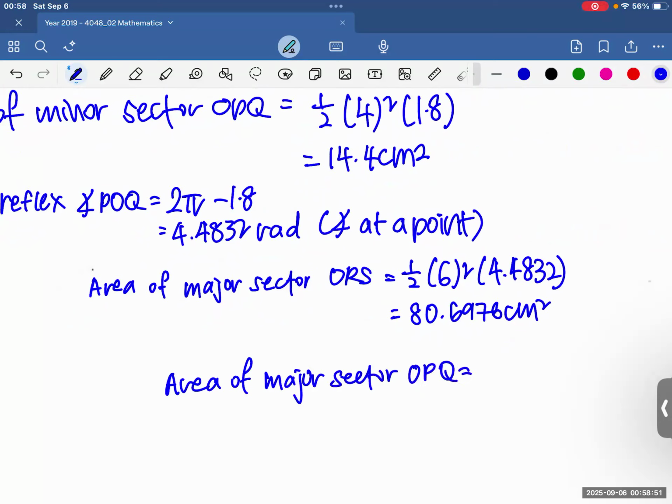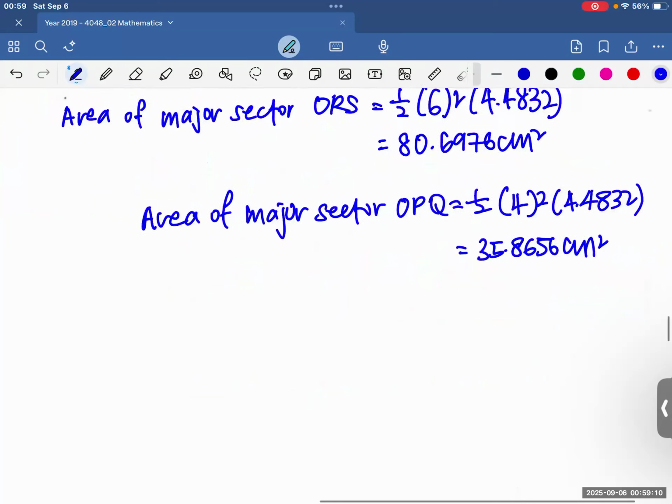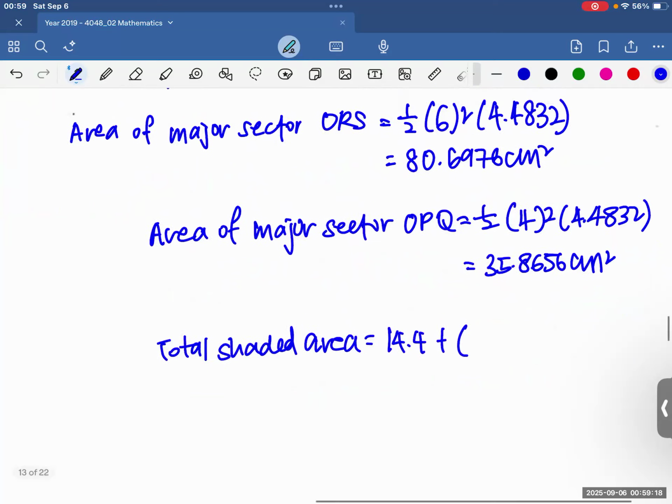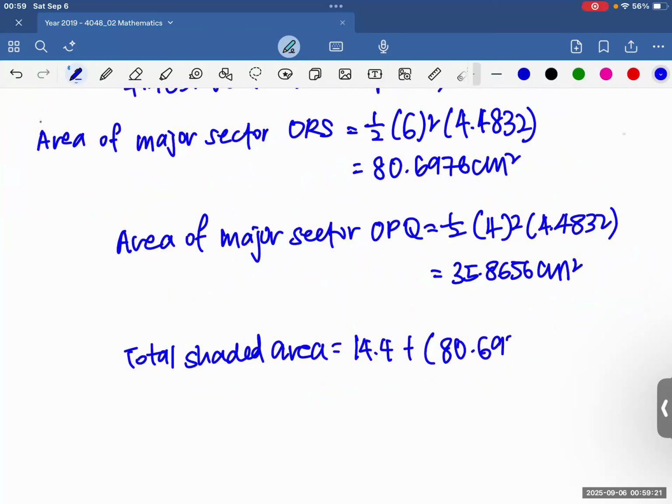Now we can find the area of major sector OPQ. This is half times 4 squared times 4.4832, which gives us 35.8656 cm squared. Now that we have found all the areas of our major and minor sectors, we can finally find the total shaded area, which is simply 14.4 plus 80.6976, minus 35.8656. This gives us roughly 59.2 cm squared.